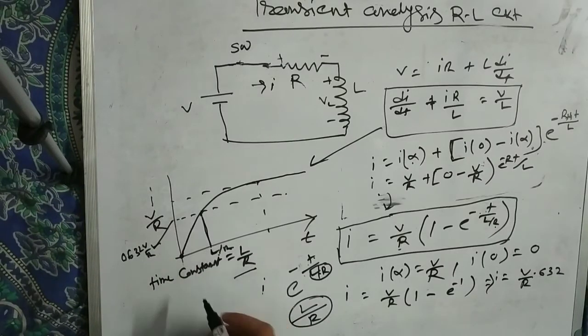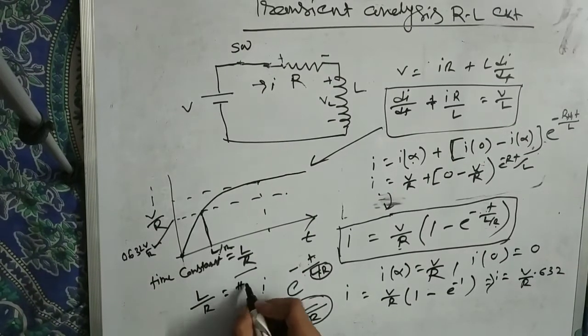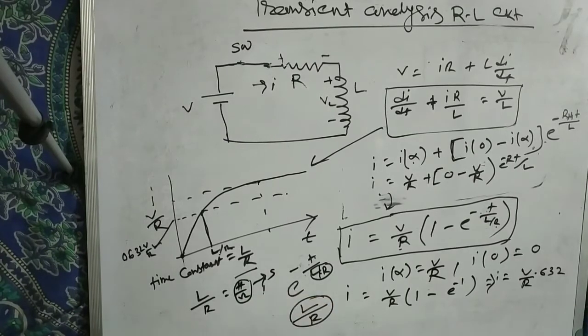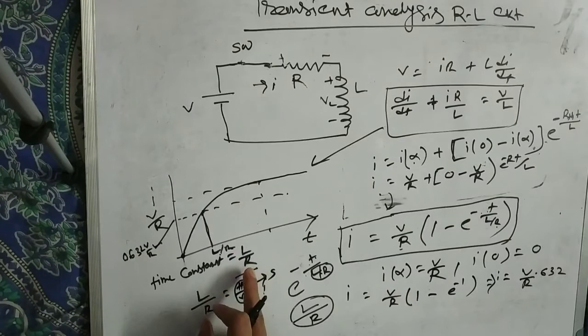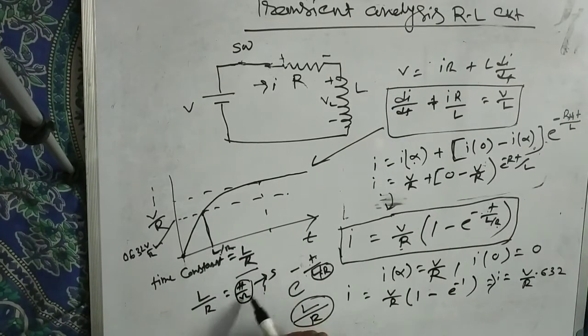If I find the dimension of L by R, the inductor unit is Henry, so Henry by ohm. Because L by R is a unit of time, Henry by ohm we can also denote as second.